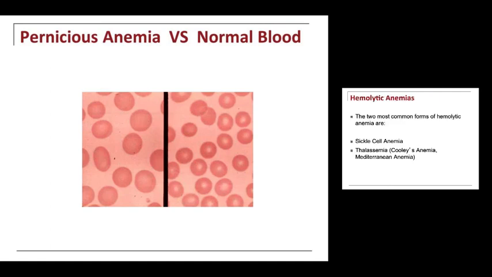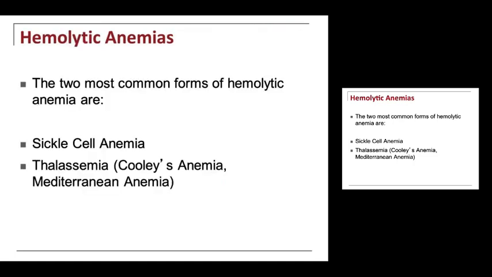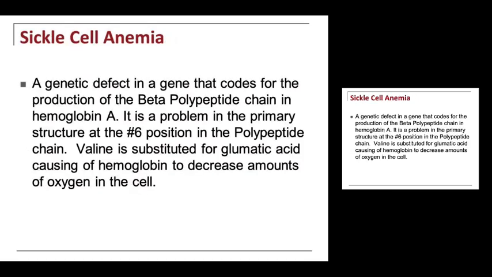The hemolytic anemias, the two most common are sickle cell and thalassemia, either Cooley's anemia or Mediterranean. Thalassemia means anemia by the sea, by the Mediterranean. Sickle cell is a genetic defect in a gene that codes for the production of the beta polypeptide chain in hemoglobin A. It's a problem in the primary structure, the number 6 position in the polypeptide chain, where valine is substituted for glutamic acid, causing the hemoglobin to decrease the amount of oxygen to the cell.